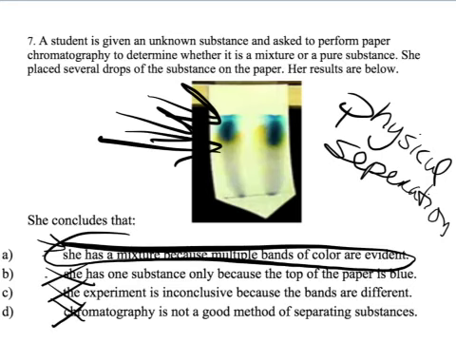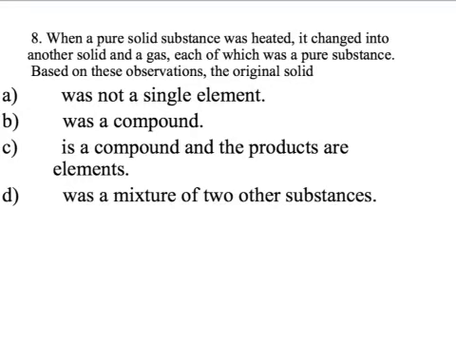So it's a good one. When a pure solid substance was heated, it changed into another solid and a gas, each of which was a pure substance. Based on these observations, the original solid was: A, not a single element. B, was a compound. C, is a compound, and the products are elements. D, was a mixture of two other substances. Well, it wasn't a mixture because it was a pure solid substance.